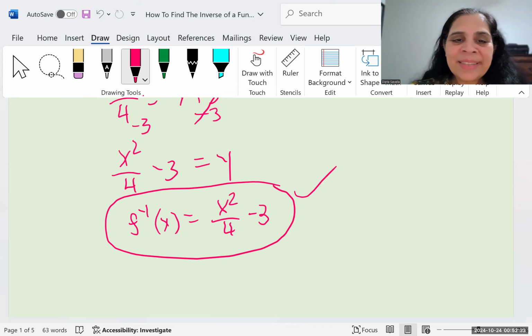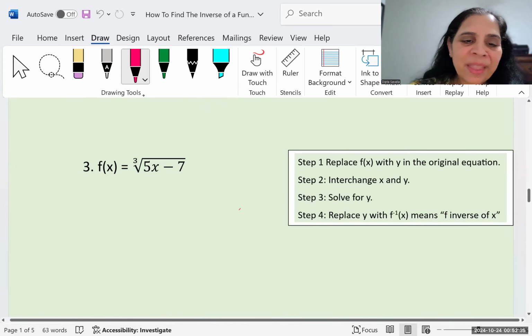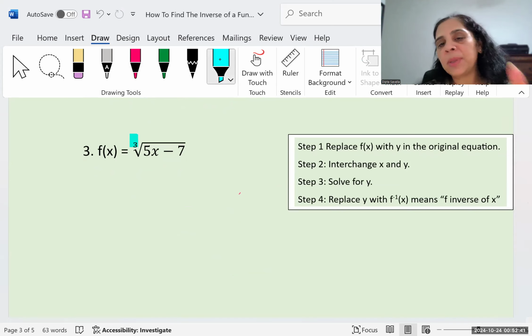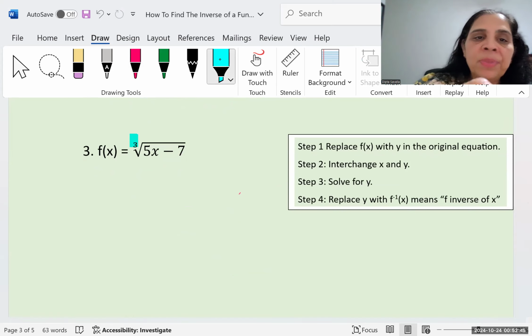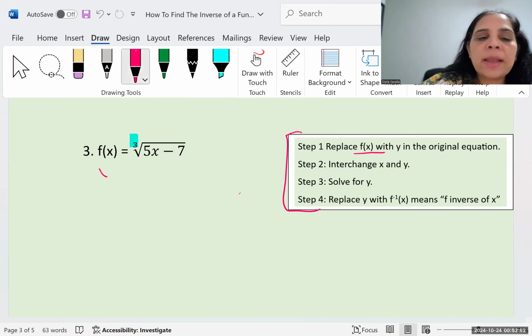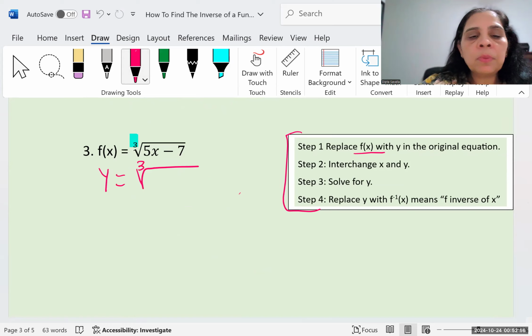All right, let's see the third one. What do we have? We can see we have a radical, but look at that index. The index is 3, right? So it's a cube root function. Same steps. First step is replace f of x with y. So we will write y equals cube root of 5x minus 7. Next step, interchange x and y.